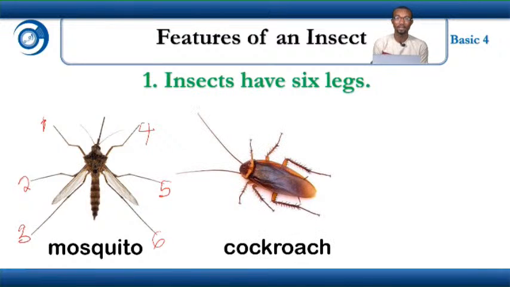Let's look at another insect. Now we have a cockroach on the screen. Let's also count and see if the cockroach also has 6 legs. We have 1 here, we have 2, we have 3, 4, 5, and then 6. So the cockroach also has 6 legs.